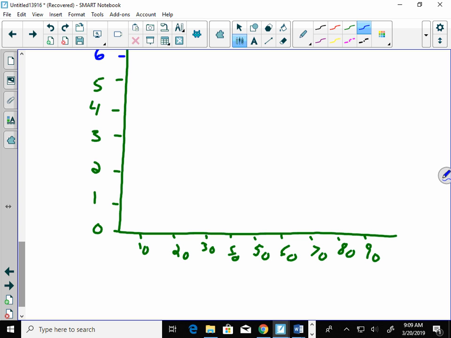How many people scored in the 40s? 3. So you're at 40. It starts at 40 and ends at 49, right? So the 3 mark, right? And you shade it in.